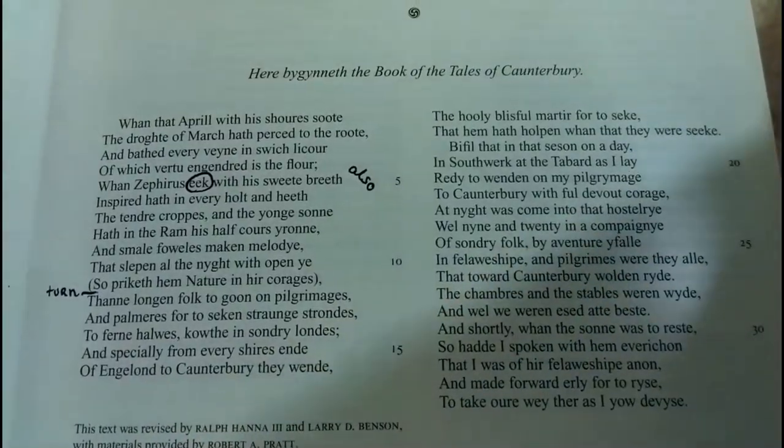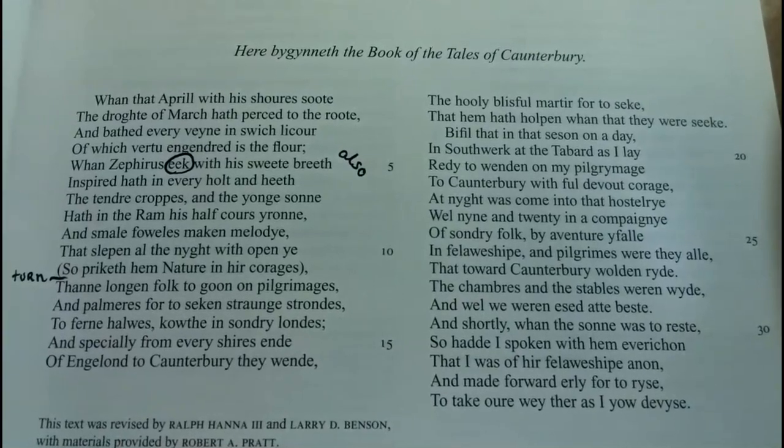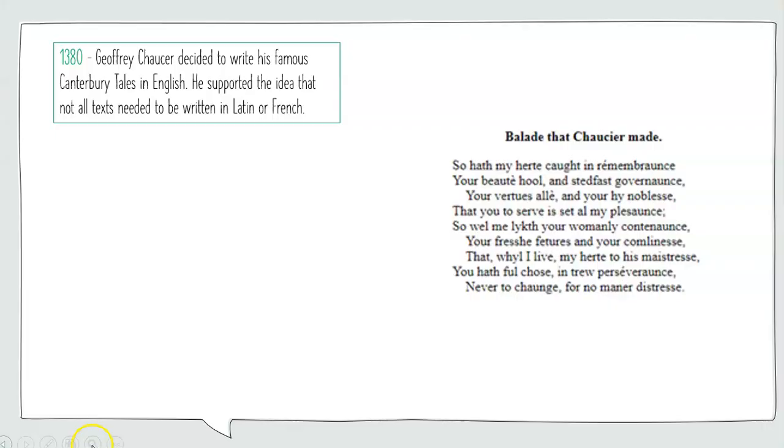Here beginneth the book of the Tales of Canterbury. When that April, with his showers sweet, the drought of March hath pierced to the root, and bathed every vein in such liquor, of which virtue engendered is the flower.